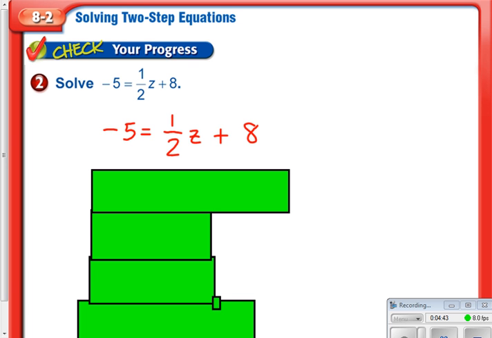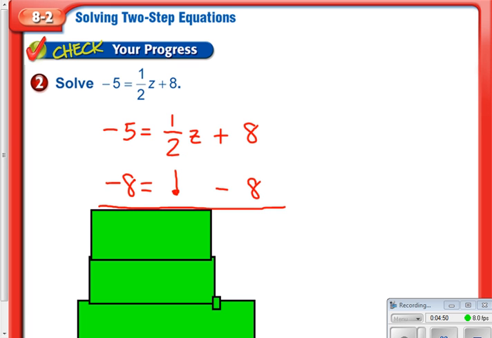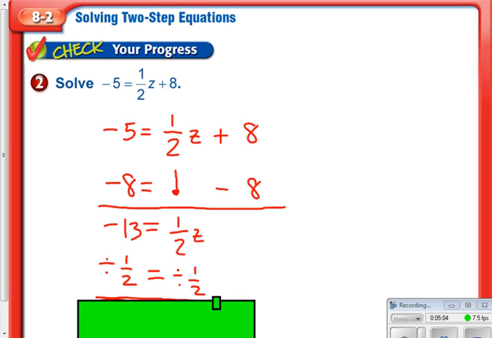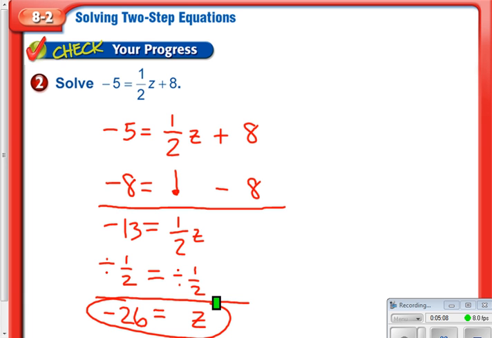Now that we're back here, in this problem you should have subtracted 8 on both sides. After you subtracted 8 on both sides, we wind up with negative 13 equals 1/2 z. Need to get z by itself. 1/2 is being multiplied into z, so therefore we would divide by 1/2. After we divide by 1/2, we find out that z equals negative 26.